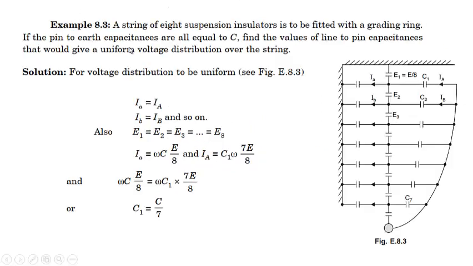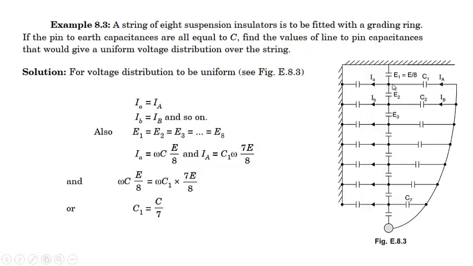Now one more numerical. A string of 8 suspension insulators is to be fitted with a grading ring. If the pin to earth capacitances are all equal to C, find the value of line to pin capacitance that would give uniform voltage distribution over the string. That means we need to find out these capacitances C1 to C7.